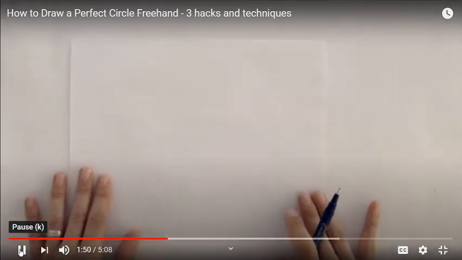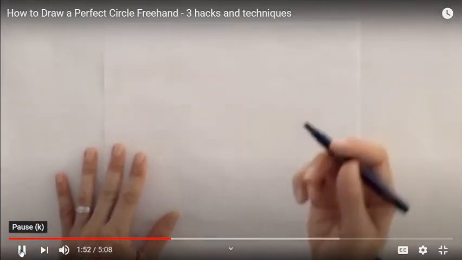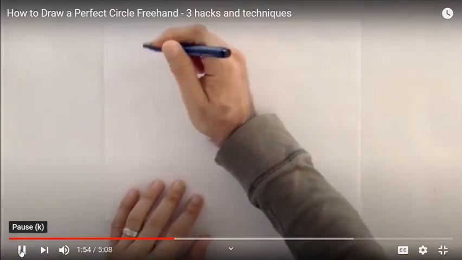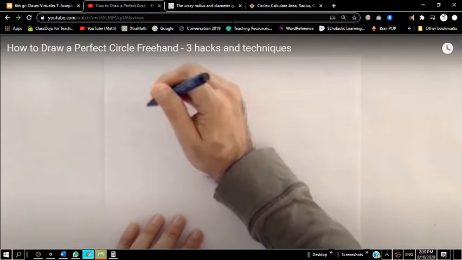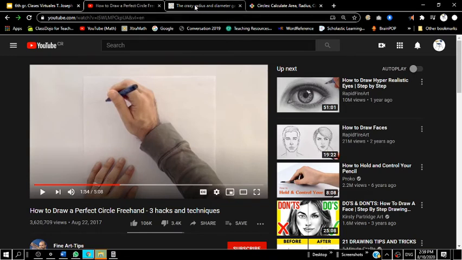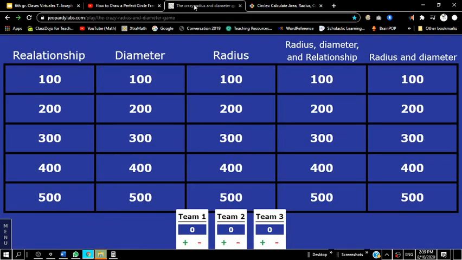Let's do this again, but this time using a fine marker. We place the hand very... All right, so this link is going to be inside of the video notes. I'm not going to show you the rest of the video, but let's understand diameter and radius a little bit more. Okay, so we're going to go to a Jeopardy game, which is also going to be in the link of the video. Let's start with radius.